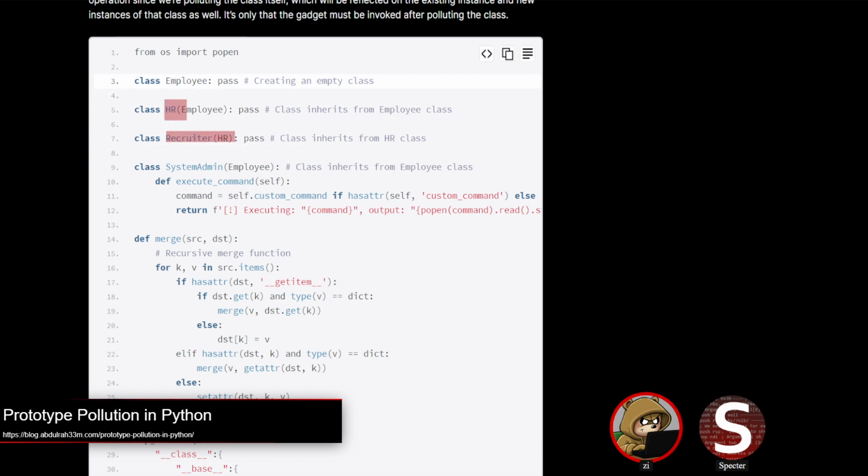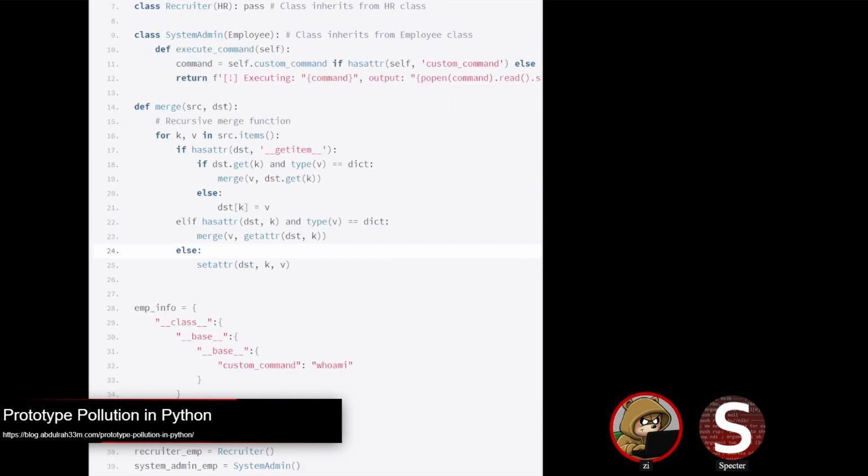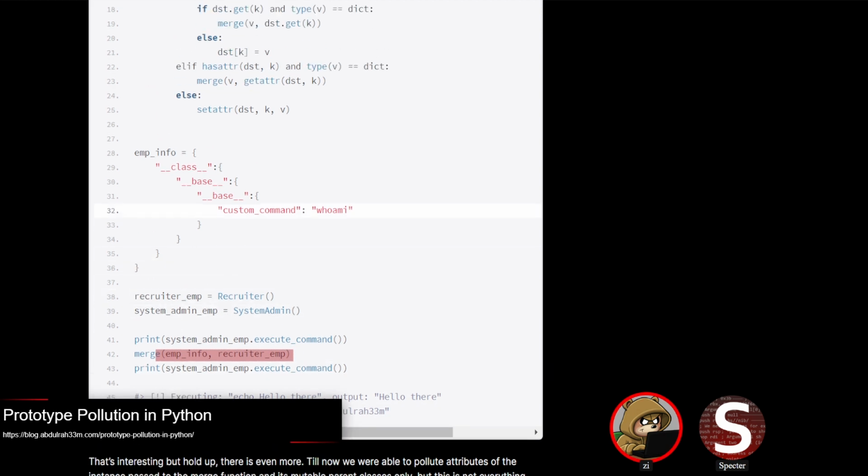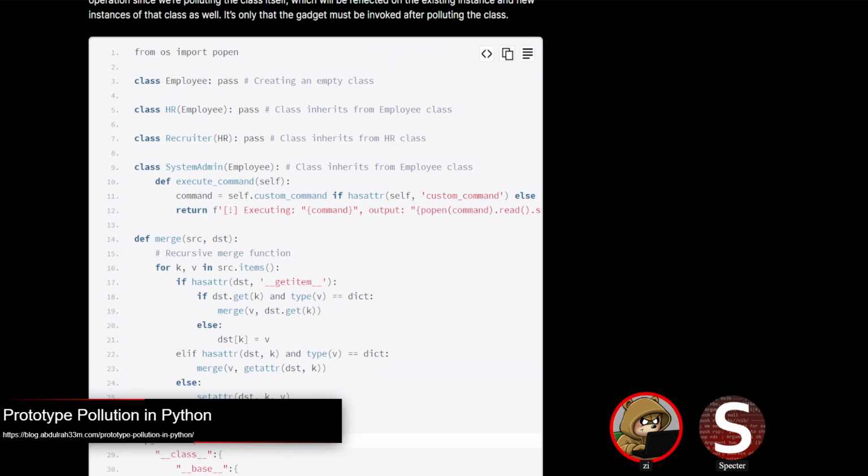It inherits from HR, which is a type of employee, and there's also this sysadmin class that inherits from employee also. So they have the vulnerability, and the vulnerability happens on this merge on the recruiter object there. So it's only dealing with recruiter, but yet by assigning into class base custom command, they're actually able to mess with the fields of a sysadmin class.